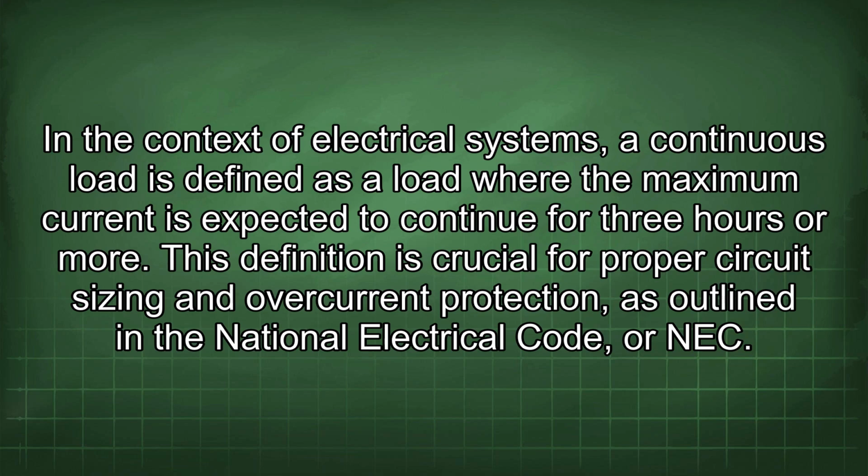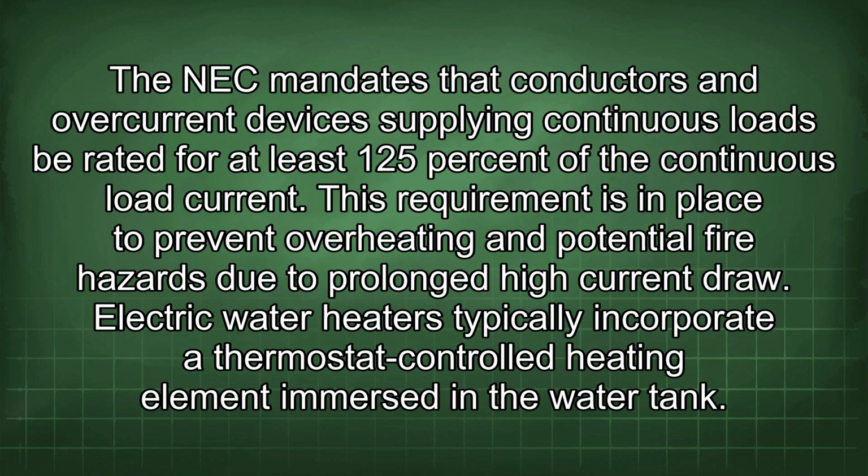This definition is crucial for proper circuit sizing and overcurrent protection, as outlined in the National Electrical Code, or NEC. The NEC mandates that conductors and overcurrent devices supplying continuous loads be rated for at least 125% of the continuous load current. This requirement is in place to prevent overheating and potential fire hazards due to prolonged high current draw.